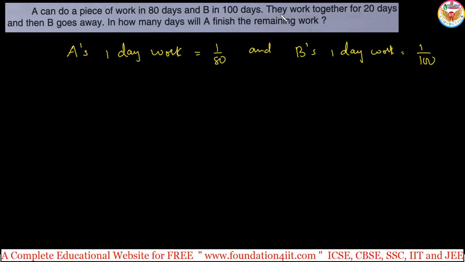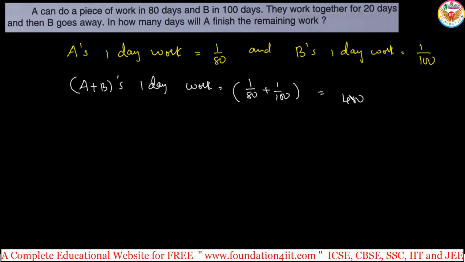First line. Now they work together for 20 days. First of all, together in 1 day how much can they do? That means A plus B's 1 day work. So A can do 1 by 80th part of the work, B will do 1 by 100th. So 1 by 80 plus 1 by 100. This is the A and B's 1 day work. 400 is the LCM. Right. 5 plus 4, 9 by 400th part of the work they can do together in 1 day.